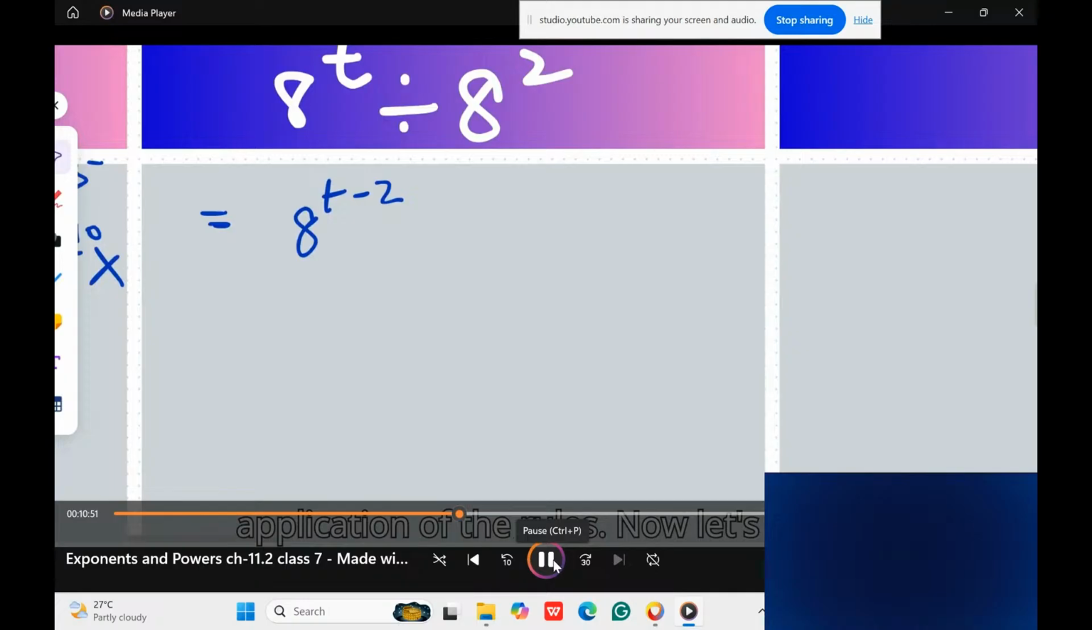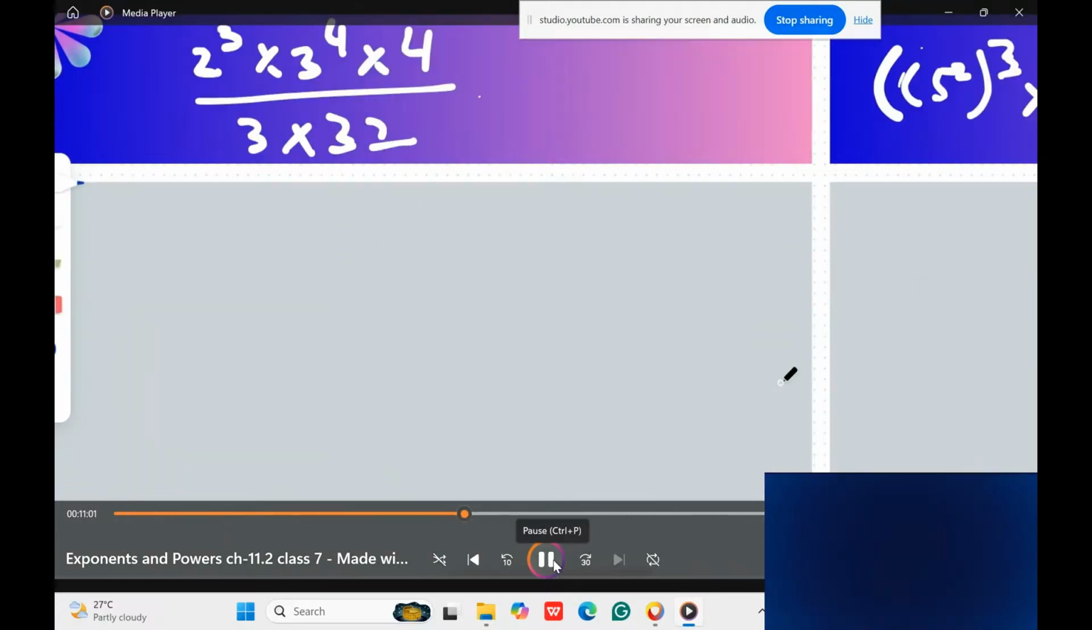Now let's move to the more complicated, complex questions related to the application of the rules. So how to do that? Let's have a look. So again, this is the first question of 11.2, question number 2. You can see that this looks very complicated. So remember your goal. Your goal is to bring them to the form of your exponent rules that you have applied.